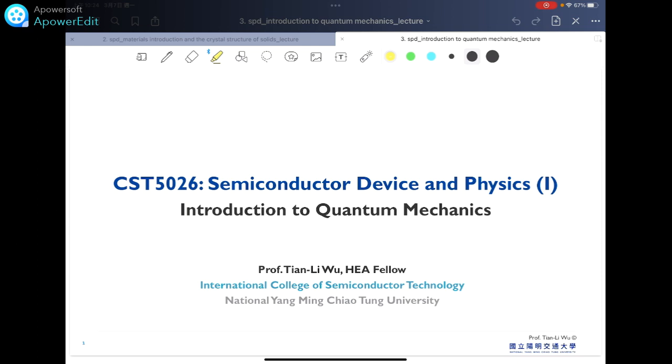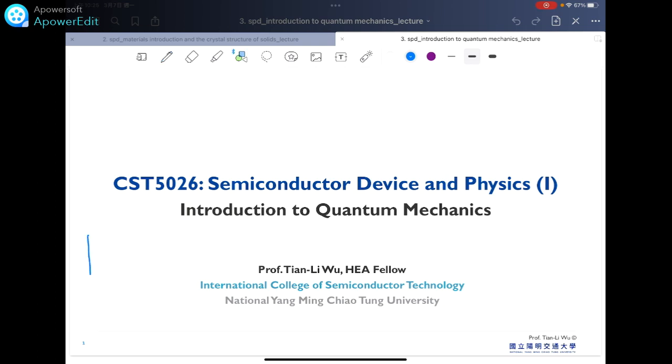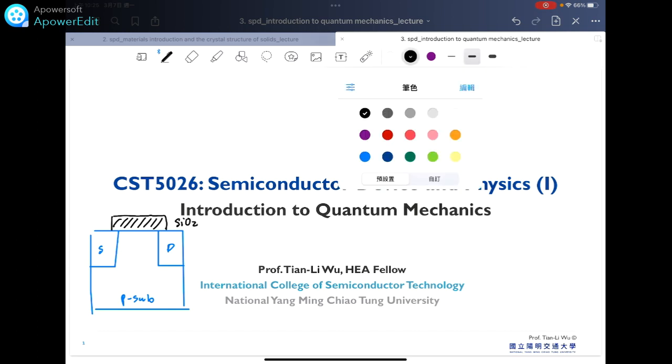So we can go back to the typical understanding, like the case of the typical MOSFET. We have already discussed the structure of the MOSFET. It's like this one. We have the source, this is our source, and this is our drain. And then we have the P-type substrate here. On top of the substrate, we will put the dielectric. The most often used dielectric is silicon dioxide. And then on top of the dielectric, we have the gate metal.